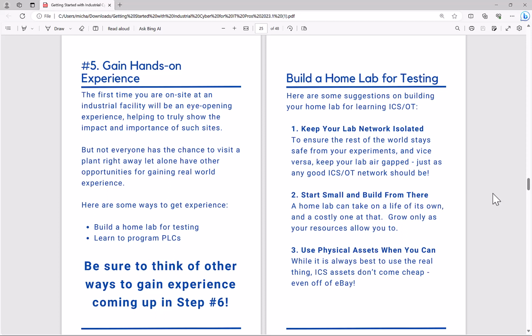The great thing is if you have an IT cybersecurity background, you have that hands-on knowledge. Now it's really about getting hands-on experience just dedicated to control systems. The best way to do that, if you don't have a control system environment to work in, if you can't just go into a power plant, is to build a home lab. If you're doing that, keep it isolated from other networks, just like any lab. Start small, because they get very expensive very fast.